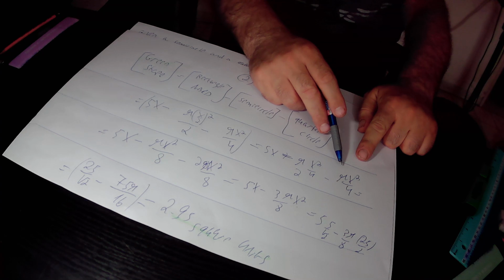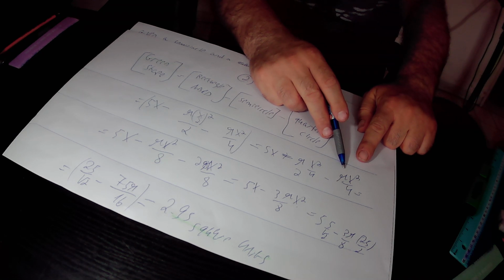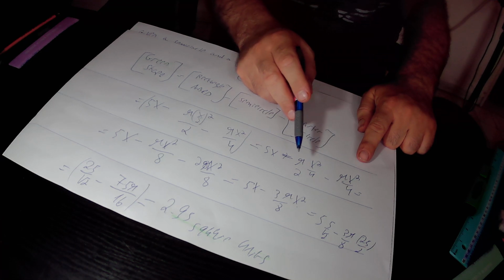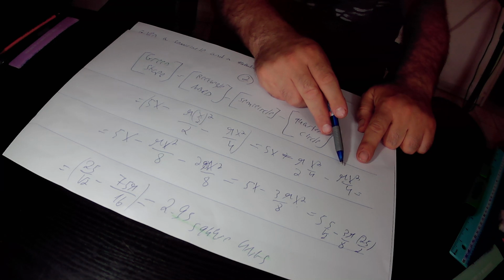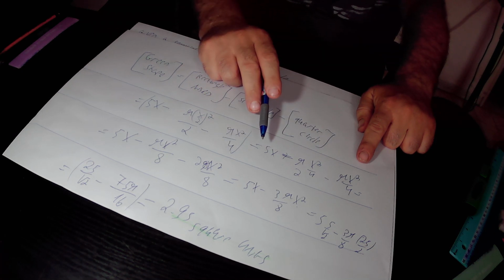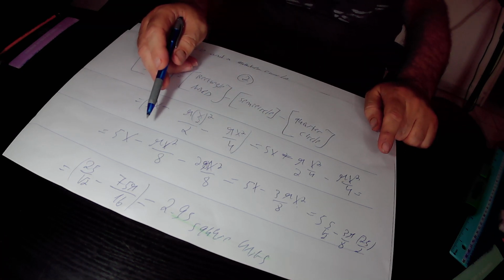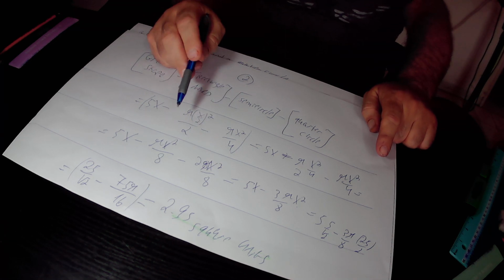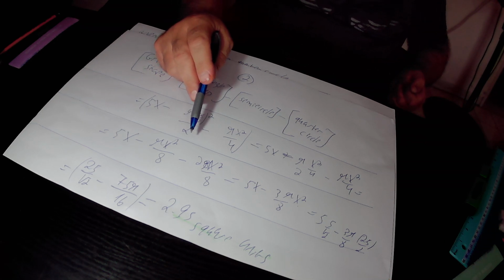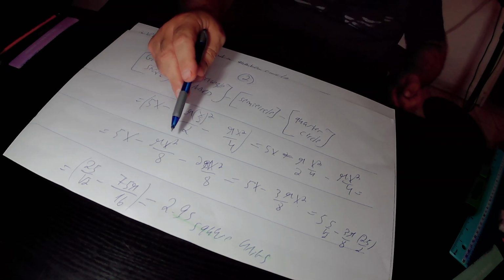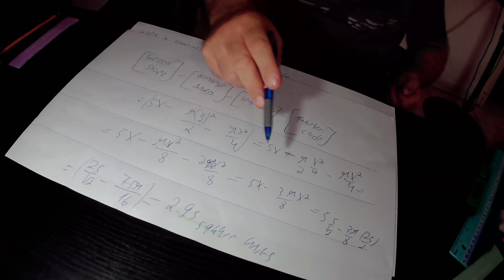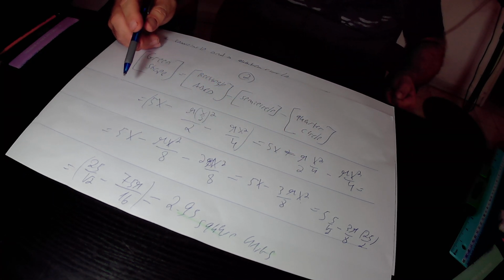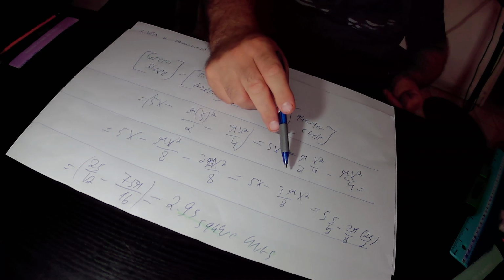Here we multiplied the numerator of this expression by 2 and the denominator by 2 in order to have a common denominator with this expression. So after we multiply it by 2, it will be equal to 2 pi x squared over 8. So in total, the area of the green shape equals 5x minus pi x squared over 8 minus 2 pi x squared over 8. So it is 5x, and minus pi x squared over 8 minus 2 pi x squared over 8 equals minus 3 pi x squared over 8. So in total, the area of the green shape equals 5x minus 3 pi x squared over 8.